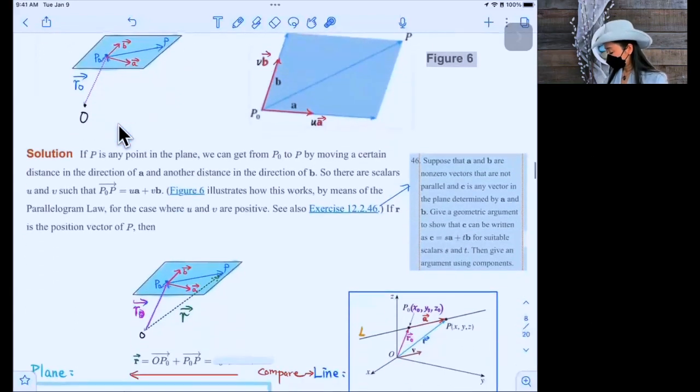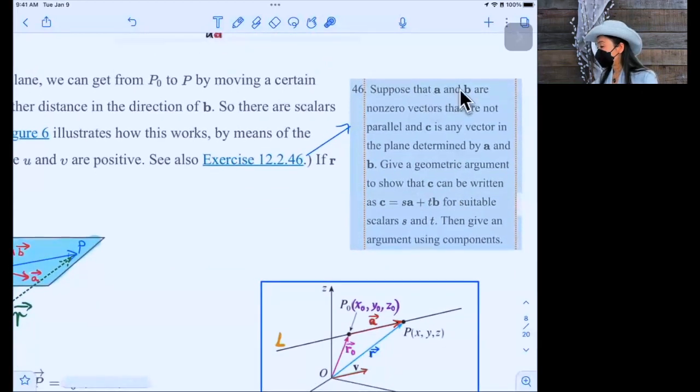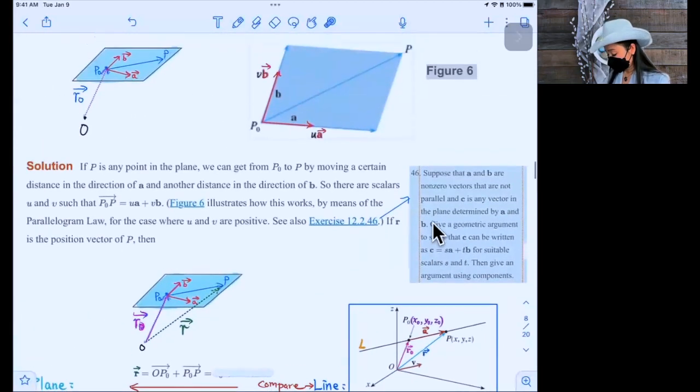Do you guys remember in this homework, I think it's one of the homework problems, it says that suppose A and B are two non-zero vectors that are not parallel, and C is any vector in the plane determined by A and B, then C is going to be a scalar multiple times A plus a scalar times B, for suitable scalars S and T. So what does it mean?